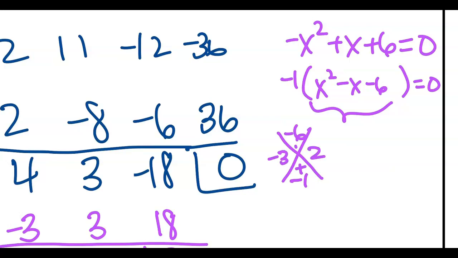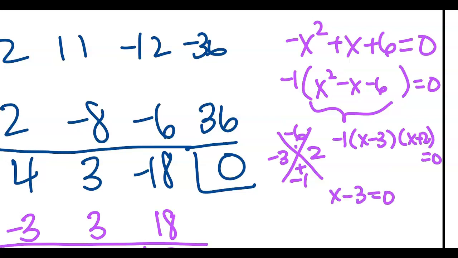The 3. Since the leading coefficient in this parentheses is a positive 1, I can rewrite this as negative 1. That leading coefficient stays there. Negative 1, parentheses, x minus 3, and x plus 2. This is what we'll set equal to 0. So I'm going to set, let me see if I could squeeze equal to 0 behind that. We're going to make x minus 3 equal to 0 and x plus 2 equal to 0.